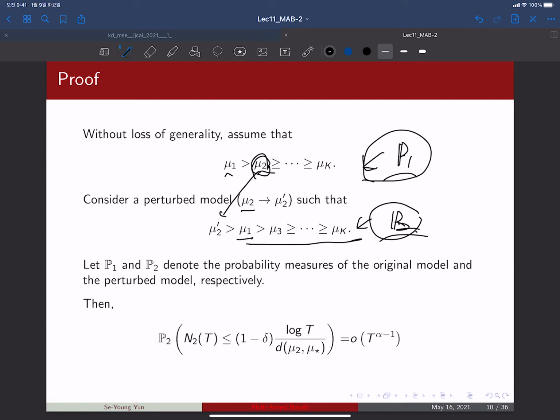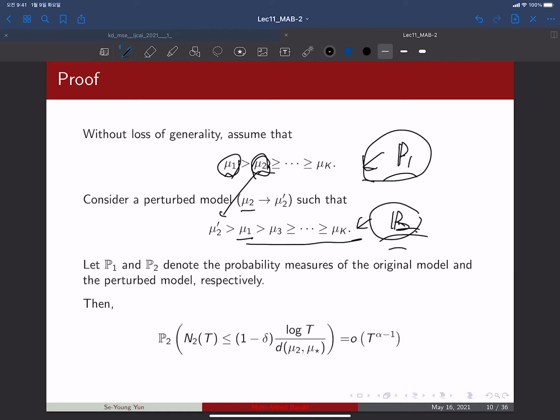In the P1 model, the first arm is the best arm. But for the P2 model, the perturbed model, the second arm is the best. Mu2 prime is the best. Because of that, if we cannot discriminate P1 and P2 from observation, we have to pay something. We have some regret, because we cannot know which one is the best: the first arm or the second arm.